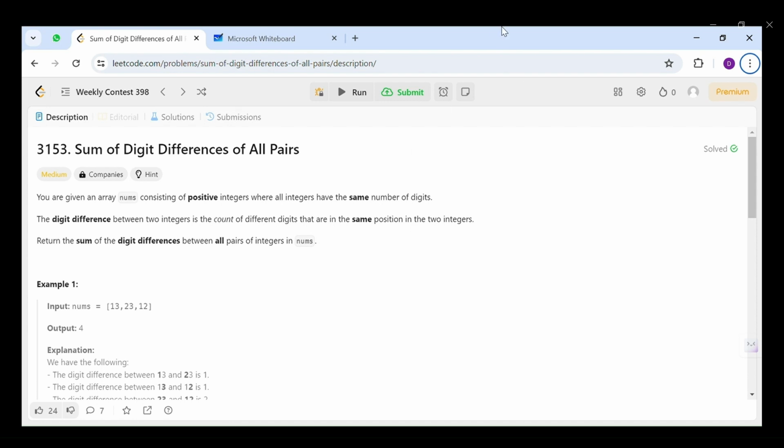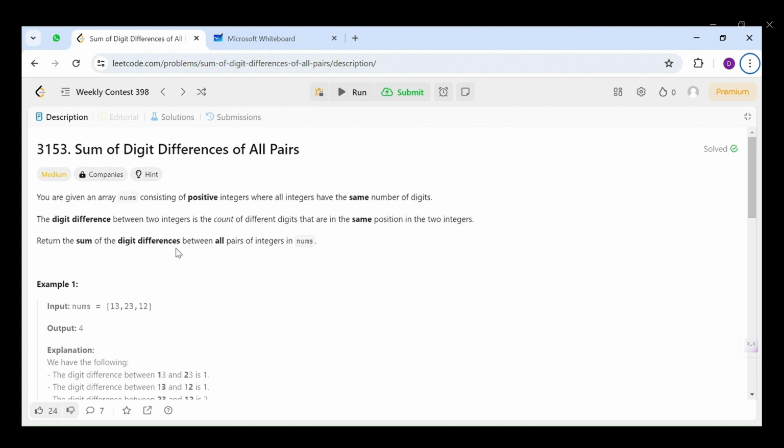Today we will solve weekly contest 398, sum of digit differences of all pairs. You are given an array consisting of positive integers where all integers have the same number of digits. What is the definition of a digit difference? It is the count of different digits that are in the same position in two integers. Okay? And you have to return the sum of digit differences between all pairs of integers.